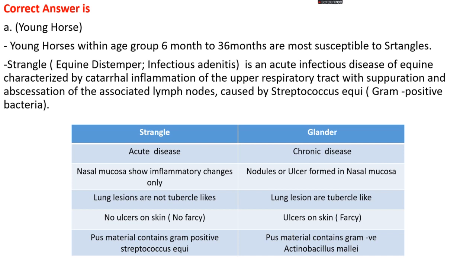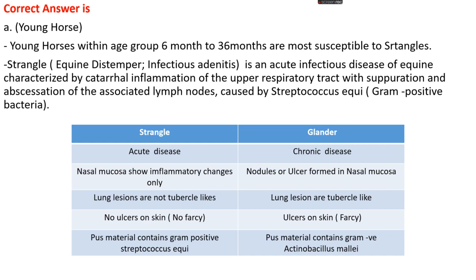Let's see the difference between strangles and glanders. Strangles is an acute disease. Glanders is a chronic disease of a horse. In case of strangles, in the nasal mucosa there is inflammatory change only. In case of glanders, in the nasal mucosa there are nodules and ulcers.